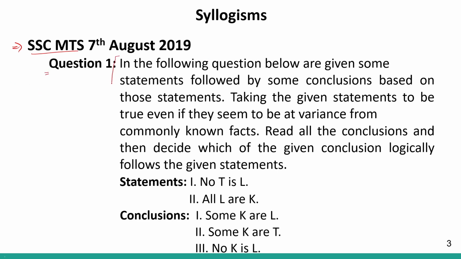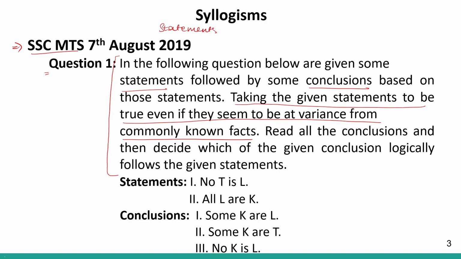So we have discussed in the previous lecture that this much information is there in your questions in your competitive exam. So what does it say? In the following question below are given some statements followed by some conclusions based on those statements. So basically we have a set of 2 statements and a set of 3 conclusions. Taking the given statements to be true even if they seem to be at variance from commonly known facts. So basically we have to consider the statements to be universal truth, correct? This we have already discussed. The statements are to be considered the universal truth or universal fact.